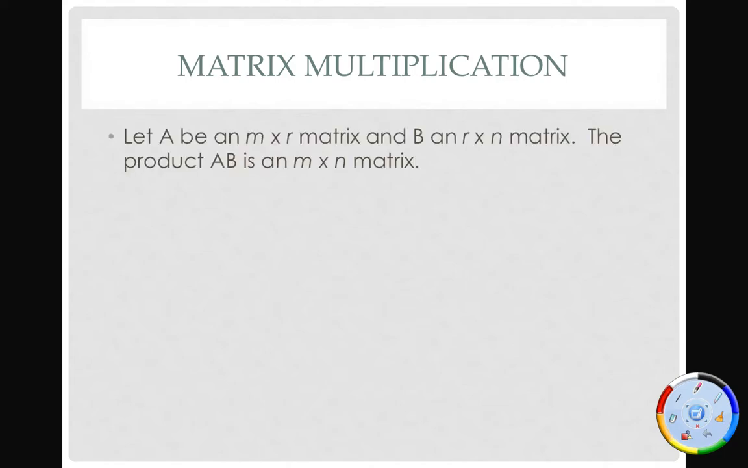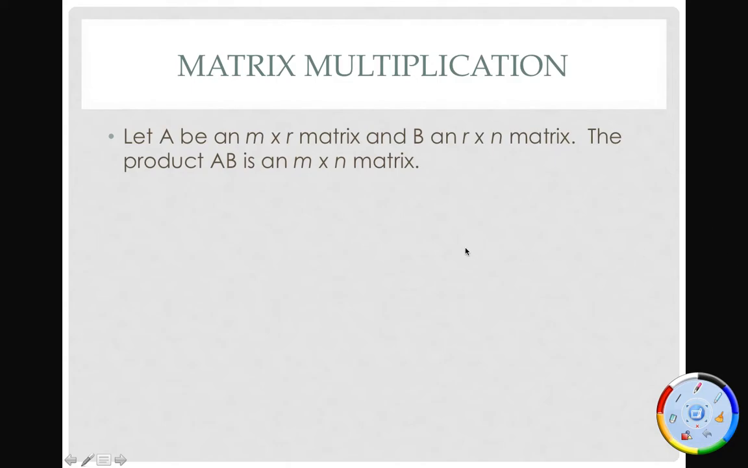All right, now we're going to start ramping this up a little bit. Matrix multiplication. Not always is this something we cover in Algebra 2. So let's take a look at what this is going to look like. If you have two different matrices, we usually use capital letters A, B, C, D, E, F. That's what your calculator is going to use.